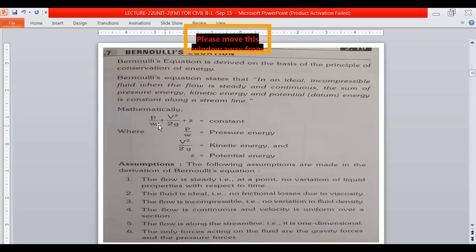Now, mathematically, we have to prove this one, right? Where P by W is the pressure energy, V square by 2G is the kinetic energy, and Z is equal to potential energy.